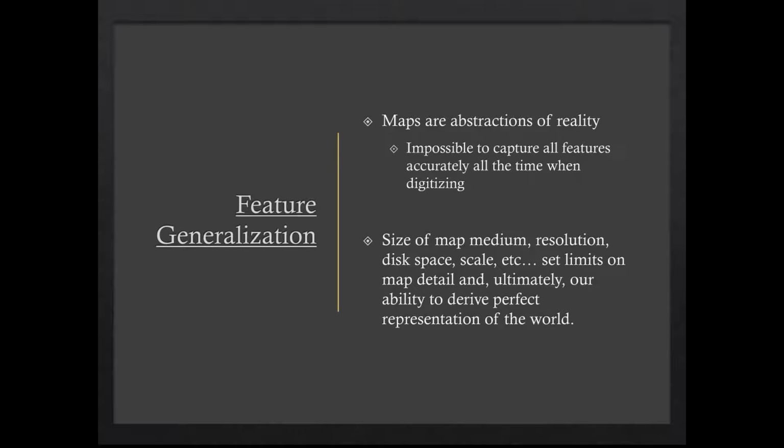While we would like to store infinite detail about reality in geospatial datasets, it's simply not possible, and it's not always desirable. Constraints on an infinite representation are the size of the map medium, insufficient resolution of sensors, finite disk space, scale at which we are representing reality, and so on and so forth. Additionally, you may not need to represent all aspects of reality for your mapping purposes.